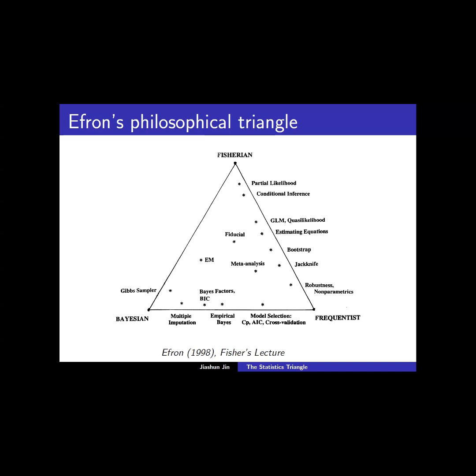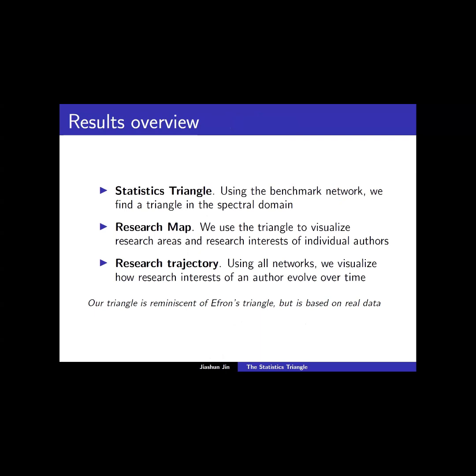One of the main results of this talk is we discover a very similar triangle, but Brad Efron's triangle is drawn by hand. Ours is discovered by data. That's the difference. So we discover a triangle, and we also in the spectral domain build a research map. In this research map, everybody in those 2,830 authors is a small dot in that map, and the relative position according to the 3 vertices of the triangle is the research interest of that author.